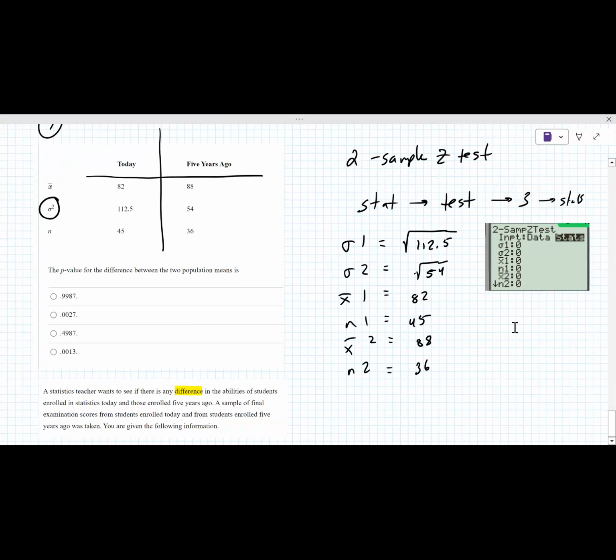Okay, so go ahead and calculate that for us, please. .0027. And it's there. That's a good sign. Well, it's .00269. Does that round to 0.0027? Yes. So you're in good shape. All right.